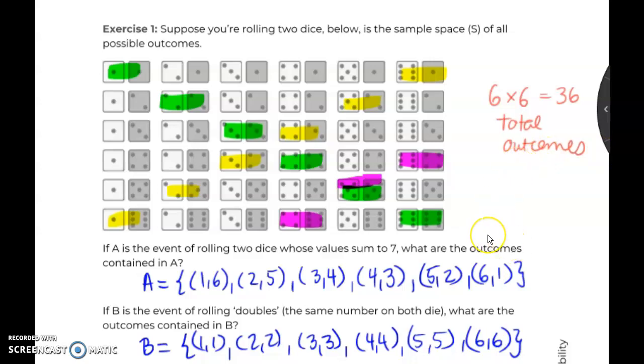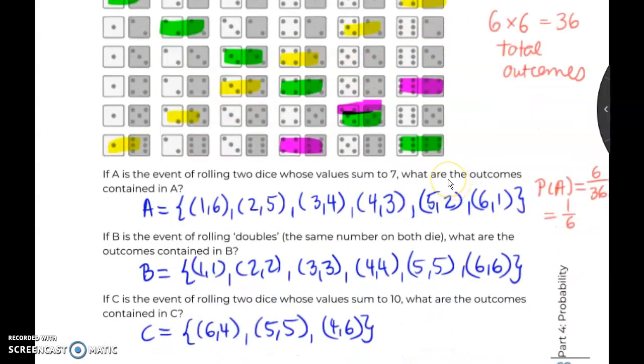So since we're looking at the number of events that are favorable divided by the total outcomes, we simply count how many events we have over here in our set. So we had 6, and we're going to divide it by the total outcomes. So this is a 1 in 6 chance over here. Looking at our second event, again, we had 6 outcomes over here divided by the 36 total outcomes. So the probability of B is also 6 out of 36, or 1 in 6 chance.